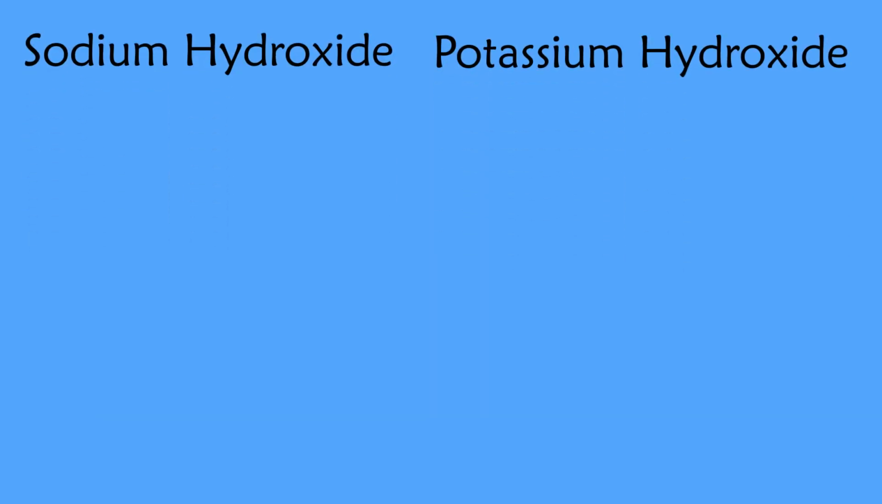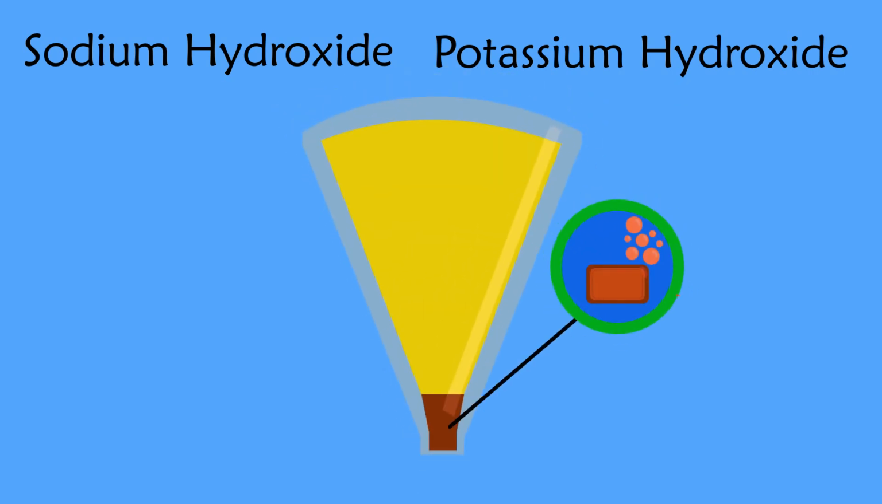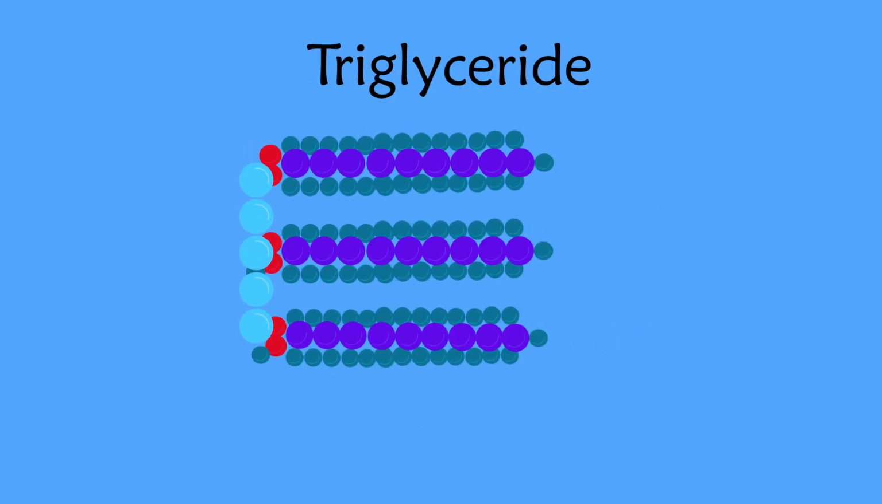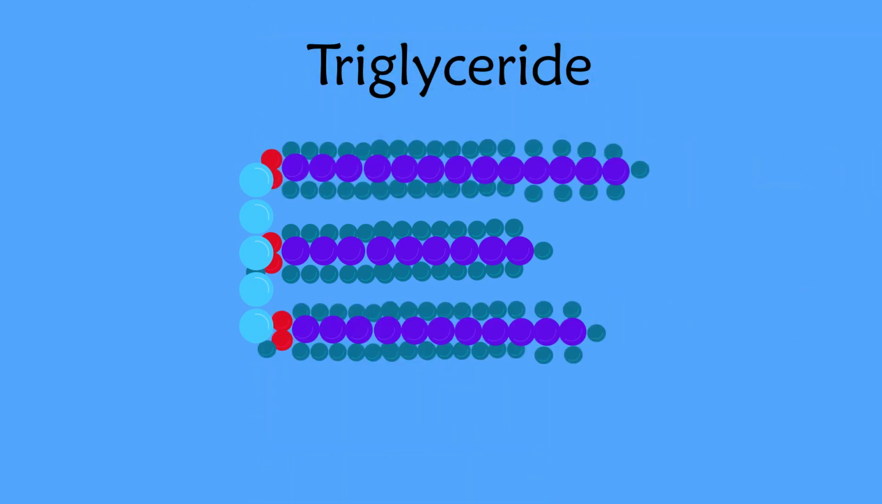Typically, a strong base such as sodium hydroxide or potassium hydroxide is used as the catalyst, which normally would not be consumed during this reaction and would end up in the glycerol layer. A triglyceride is a molecule made up of 3 fatty acids attached to a glycerol backbone. The 3 fatty acids on each molecule could be the same or they could be different. The fatty acid makeup of the oil or fat is responsible for some of the properties found in the resulting biodiesel.